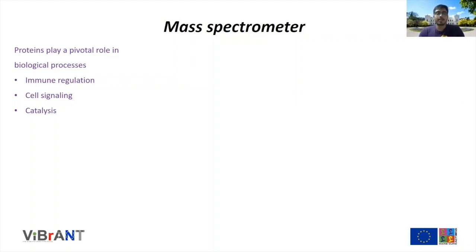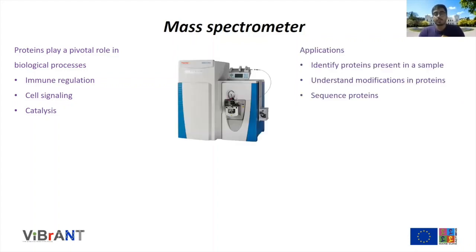And for that, we use a machine which is known as the mass spectrometer, which you can see in the figure. And why do we use this mass spectrometer? We use it for identifying proteins in a sample. We try to look at how these proteins look and what the different modifications within these proteins are. And we also try to look at the sequence, as Diana said, that these proteins are made up of different amino acids. So what are the different amino acids that make up these huge proteins?